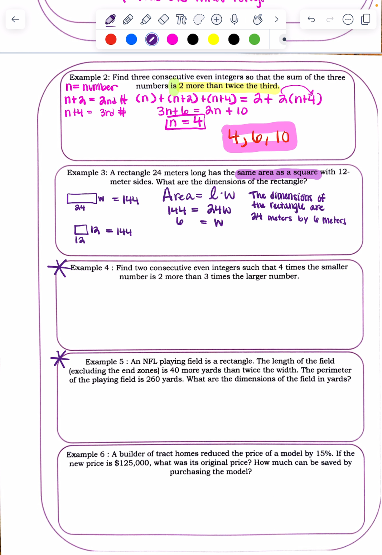So let's highlight. Normally I'm just going to highlight the important stuff, so we'll do blue this time. Two consecutive even integers, and then I'm going to break it up from the equal sign. So 4 times the smaller number equals 2 more than 3 times the larger number. So instead of 3 digits, we're actually only finding 2.